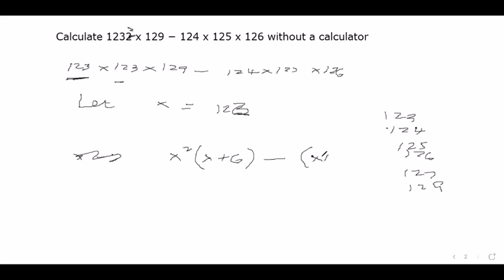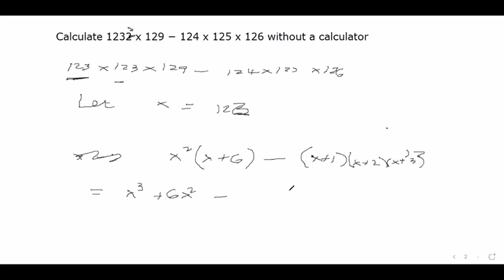So this is X plus 1 and X plus 2, because you've got 125, and X plus 3. Okay, and now this is very much easier to calculate. As you can see, this is x cubed plus 6x squared.